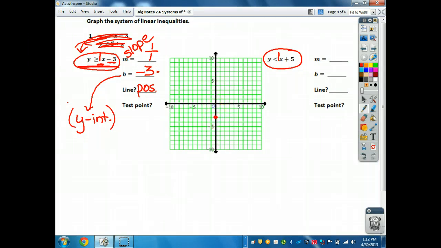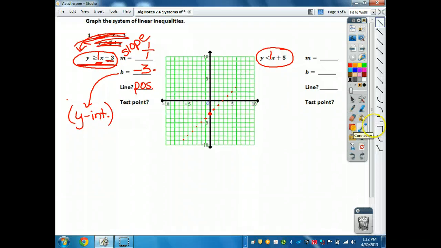My slope is 1/1, so I go where and where? Oh, right. Do the run first. Right one, up one, right one, up one. And what if I need to go backwards? Down one, down one. Is this going to be a solid or a dotted line? Solid. Okay, I'll pick the solid line.